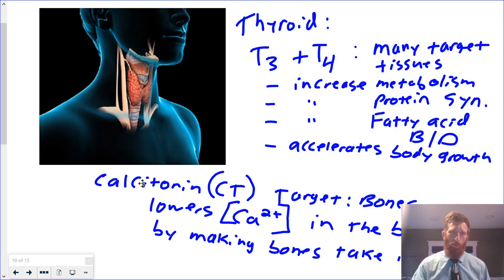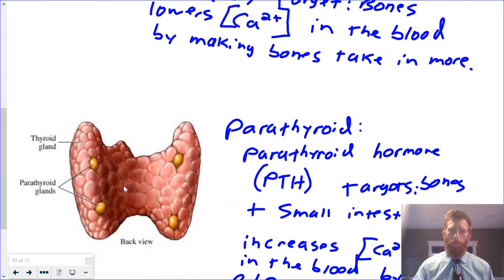Calcitonin is another hormone made by the thyroid, and it targets bones specifically, and it is used to lower calcium levels in the blood by making the bones absorb more calcium from the blood. So those are the hormones of the thyroid.